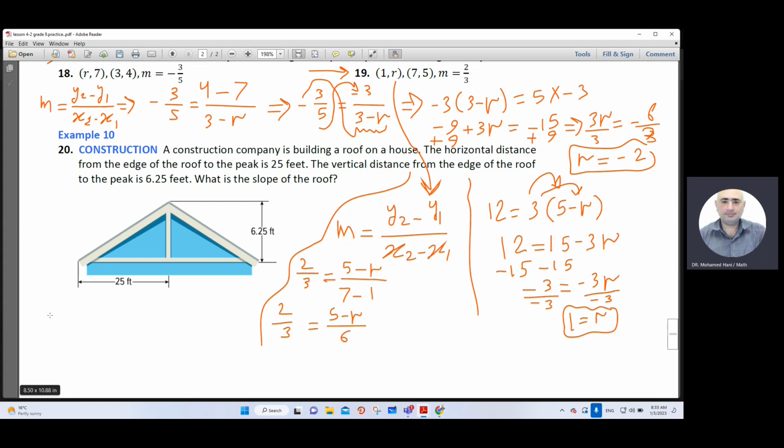So where is y2 and y1 and x2 and x1? We don't have points.